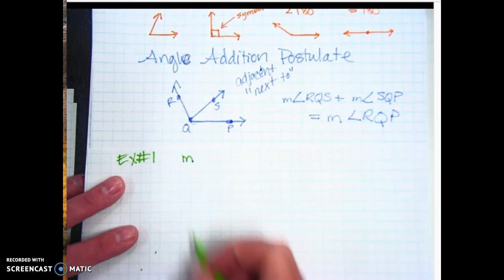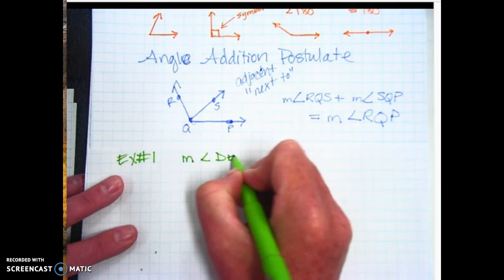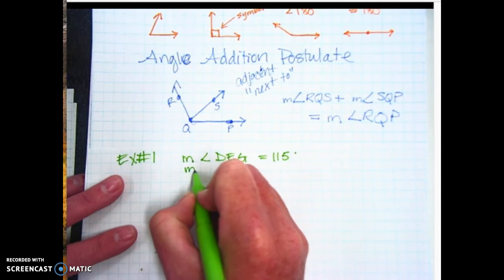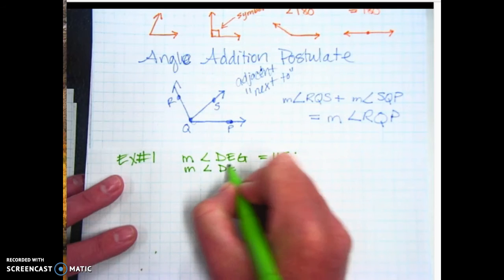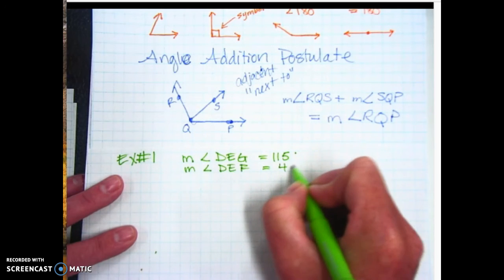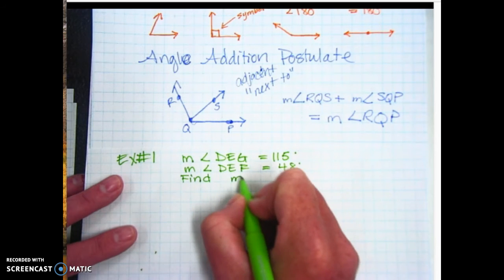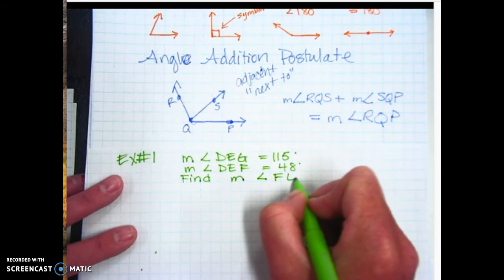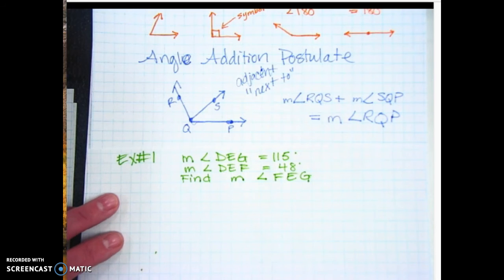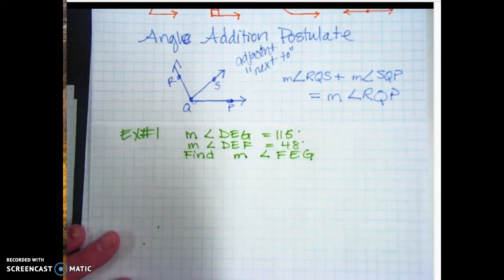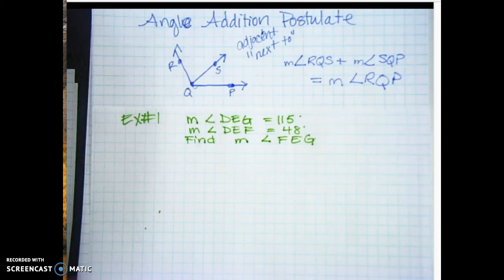And here is the first piece of information. The measure of angle DEG is 115. The measure of angle DEF is 48 degrees. We are going to find the measure of angle FEG. All right, so the first thing we should do is what? Draw it, right? Because we've got some information there.